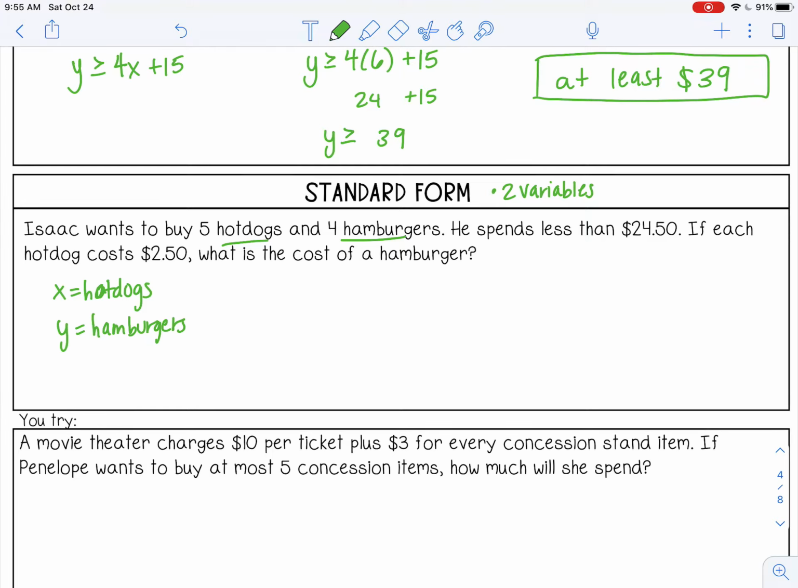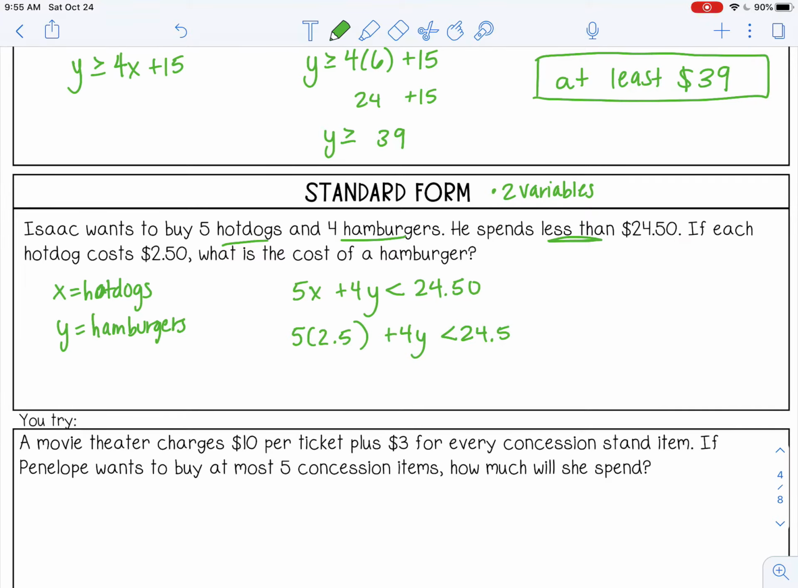He spends less than $24.50. So there's our inequality phrase. Less than means less than, the symbol less than. So let's write our inequality first. So 5 hot dogs and 4 hamburgers is less than $24.50. That's our inequality. If each hot dog costs $2.50, what is the cost of a hamburger? So we're going to substitute in $2.50 for X because that's hot dogs. And if you just want to write 2.5, that's the same thing.